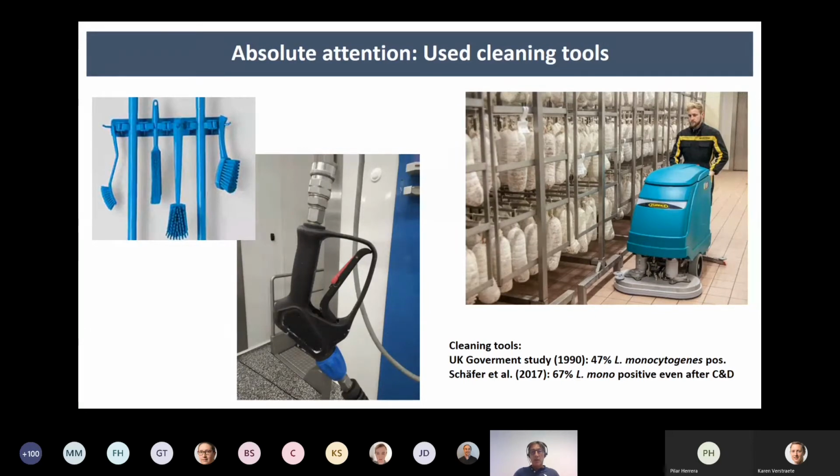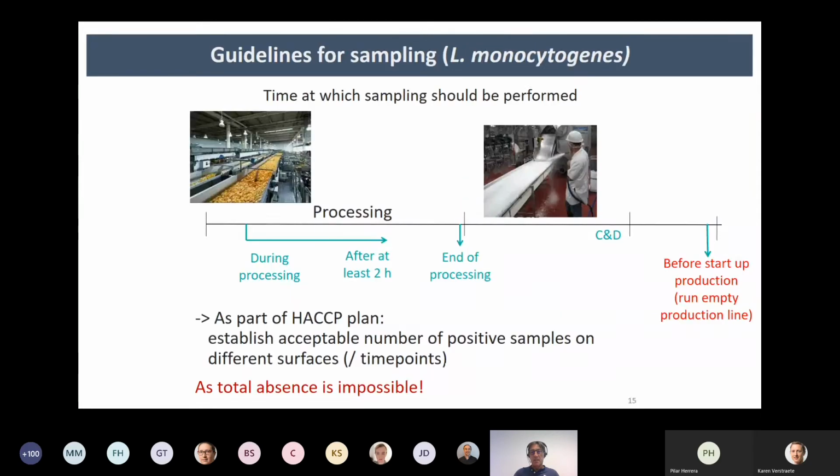At ILVO, we also guide and help companies to get rid of their contaminations. But the slides give some delay.